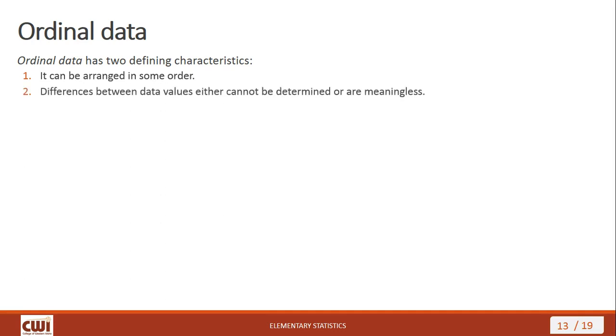Ordinal data also has 2 defining characteristics. So the first is that it can be arranged in some order. So in this way, ordinal data is different from nominal data. However, the differences between data values either cannot be determined or are meaningless.